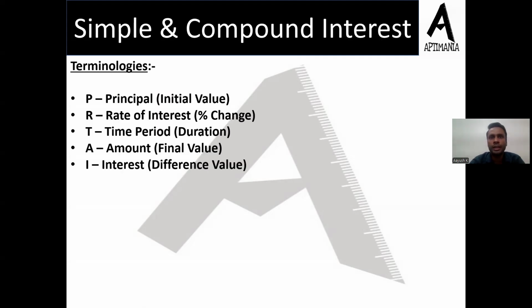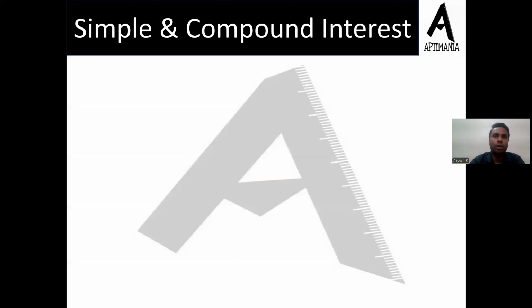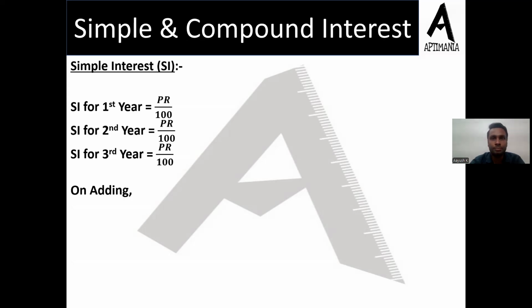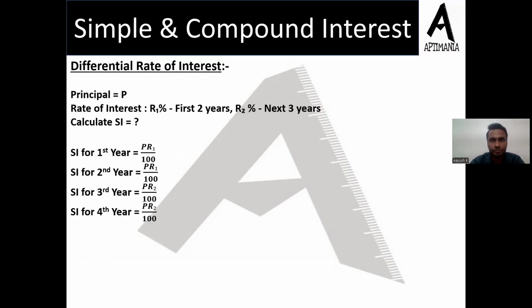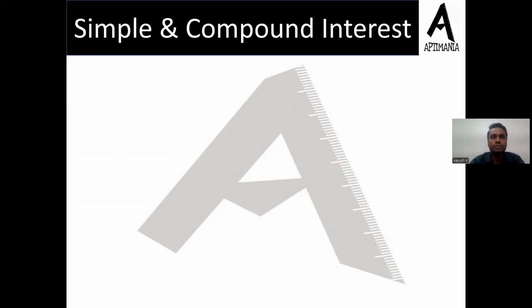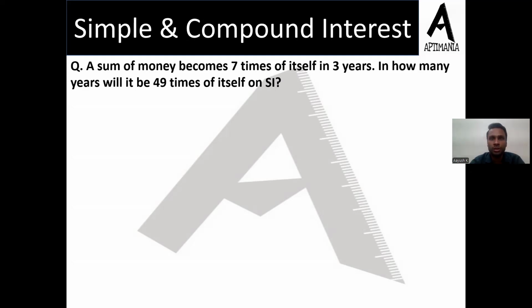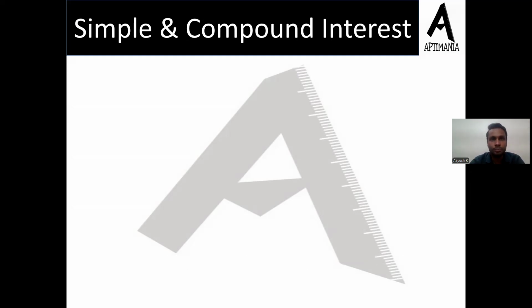Then we talked about the basic formula related to interest, and how simple and compound interest are different from each other. We took certain examples for that. We started with the concept of simple interest, where we derived the entire formula for simple interest. Later on, we discussed the condition when different rates of interest are applicable in the same tenure, the differential rate of interest case, and we got to the formula. Later on, we discussed one more question related to simple interest only, and that was all about simple interest.